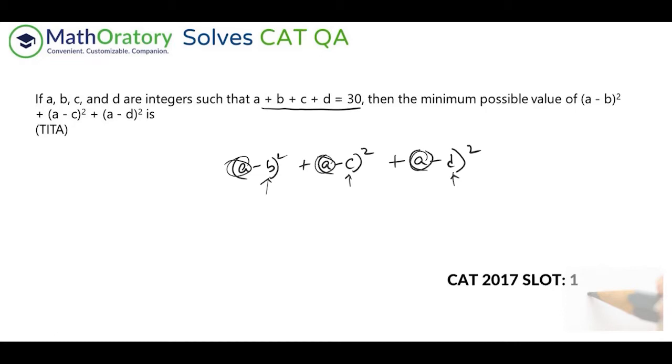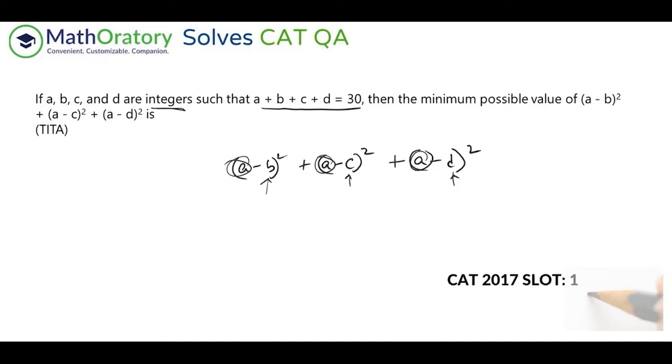Now, the problem mentions integers. If that had not been there, and it just said real numbers, I would have assigned everything 7.5 because that is 30 divided by 4, right? I would have made each of them equal. In that case, this would have been 0, 0, 0, so a minimum of 0. But here we cannot because it says it's an integer.